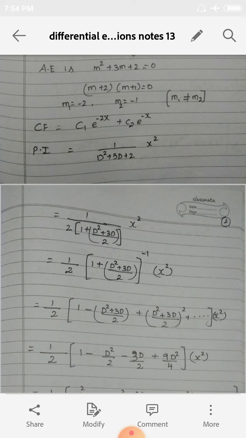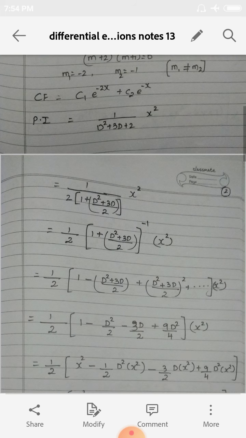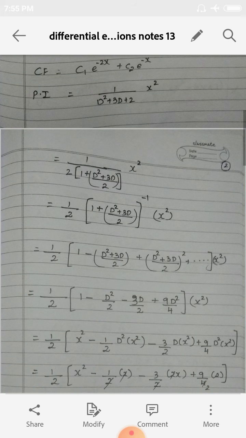The equation becomes, when we take 2 outside, the denominator becomes 2 into 1 plus d square plus 3d by 2, into x square. Next step, 1 by 2, take the constant 1 by 2 into, now take the denominator to the numerator, it becomes inverse. That is the term becomes 1 plus d square plus 3d by 2 the whole power minus 1 into x square. Now see, this expression is in the form of 1 plus x whole power minus 1. In the formula எப்படி இருக்குன்னா 1 plus x. In the place of x, இங்க x க்கு பதிலா we have d square plus 3d by 2.